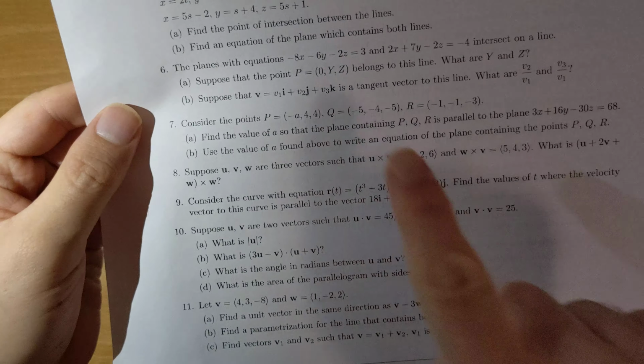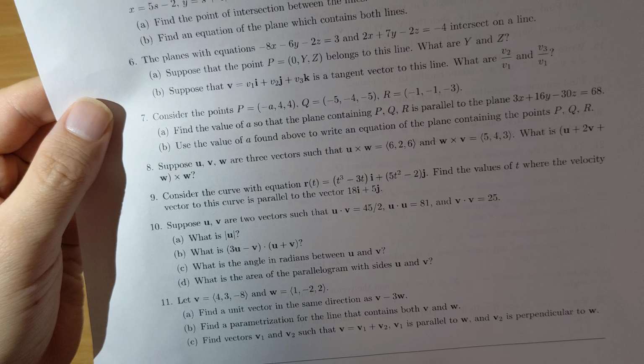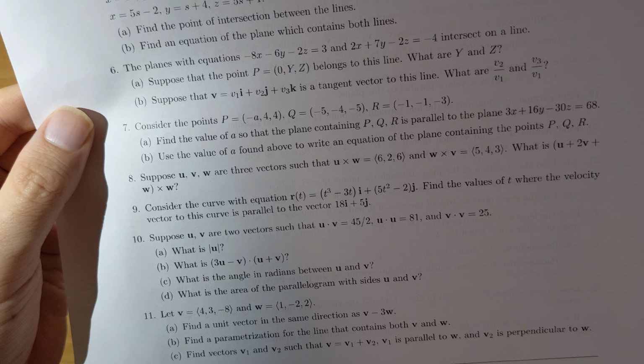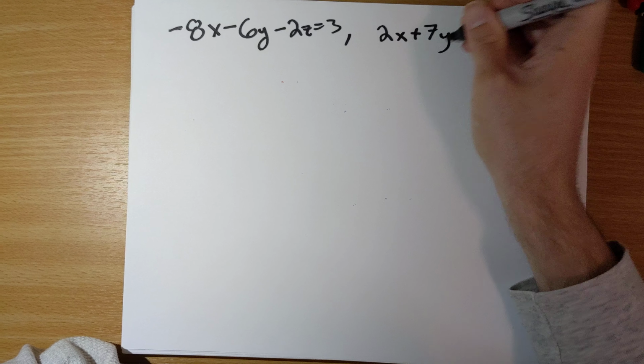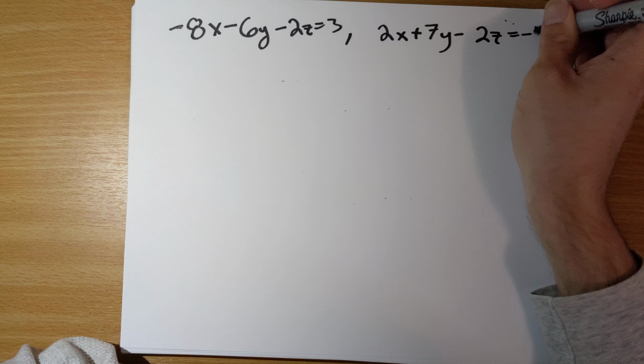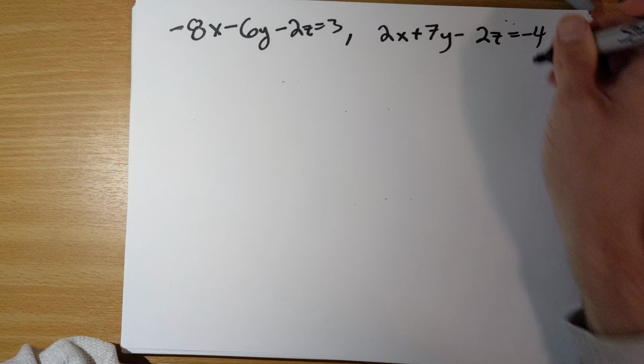Problem number 6. I give you two planes with those equations, and I tell you these planes intersect on a line. Suppose the point P is 0, y, z belongs to this line. What are y and z? So the two planes are negative 8x minus 6y minus 2z is equal to 3, and 2x plus 7y minus 2z is equal to negative 4.